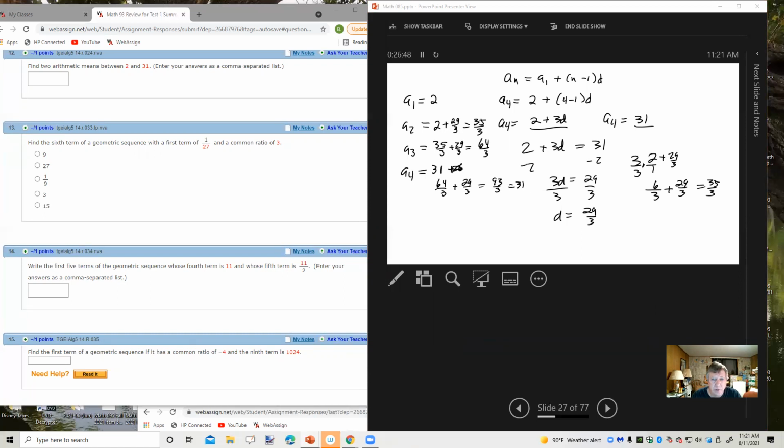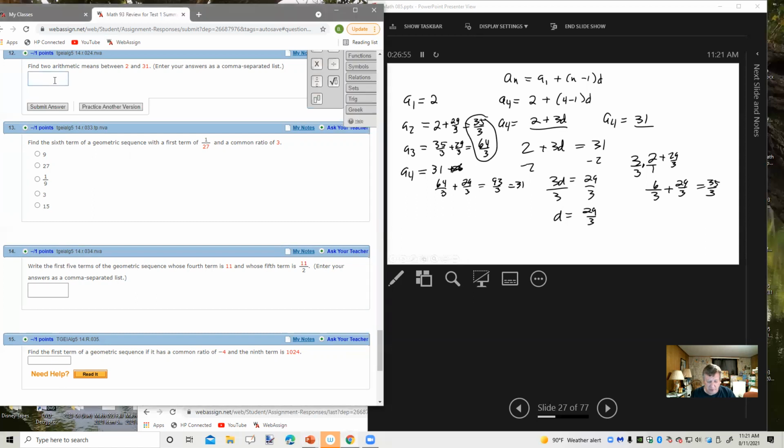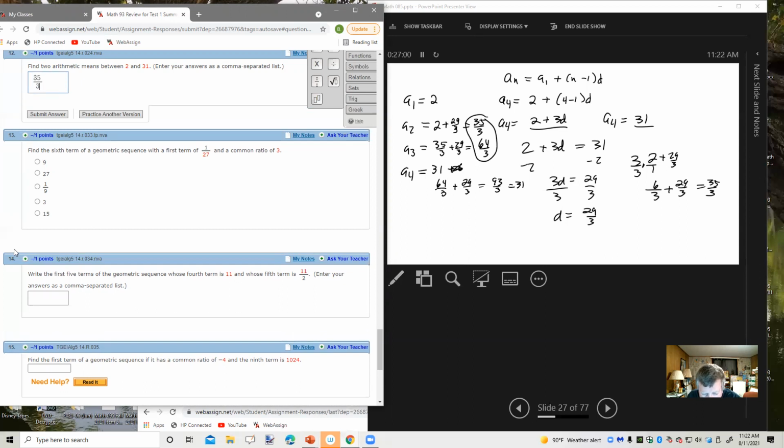Now, we're just supposed to put the two arithmetic means in there, which would be these two numbers. Okay, so my first one is going to be 35 thirds, 35 divided by 3. Now, if I do this, it's going to mark it wrong. What I've got to do is use the right arrow and get outside of the fraction, and then put in a comma and a space, and then 64 thirds. Okay.